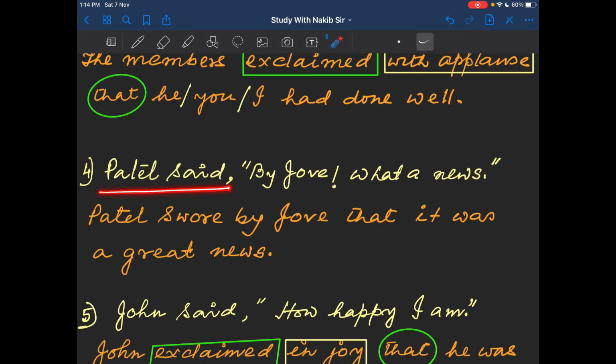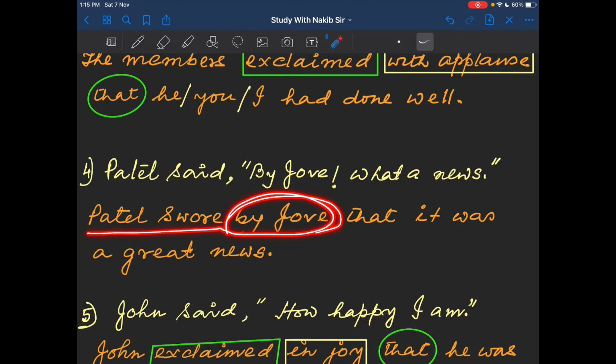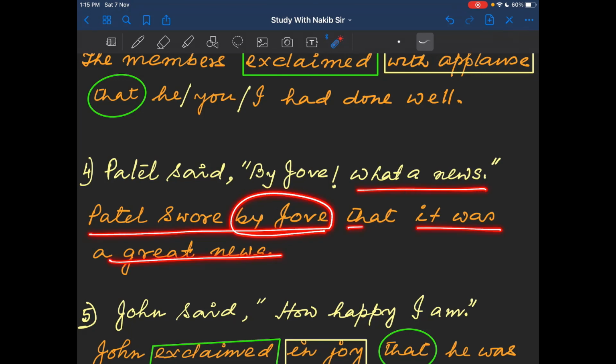Patel said, "By Job, what a news." Okay. So it's a surprise. And he exclaimed by the name of Job. So it is done this way. See, Patel swore by Job, in the name of Job. So Patel swore by Job that it was a great news. What a news means? It was a great news.